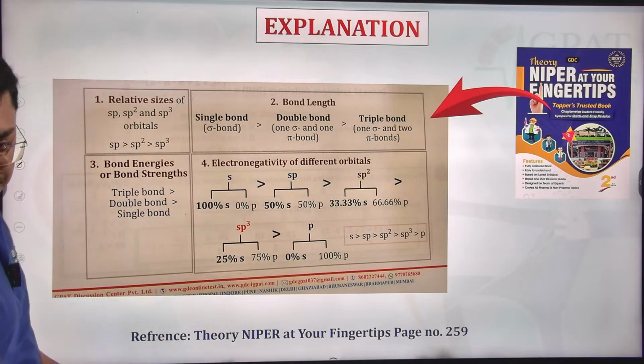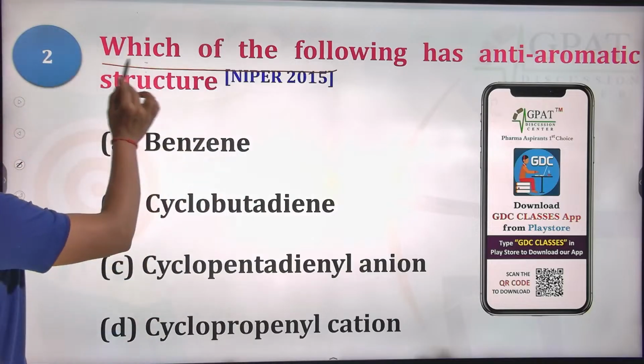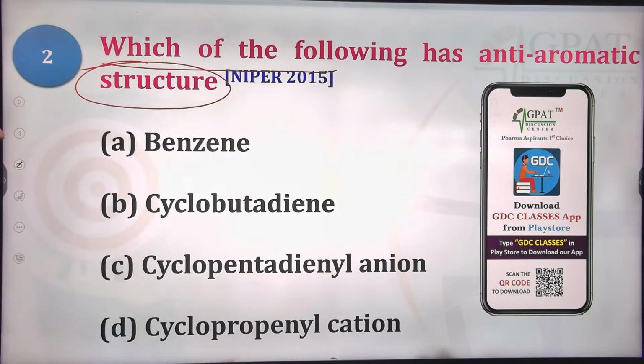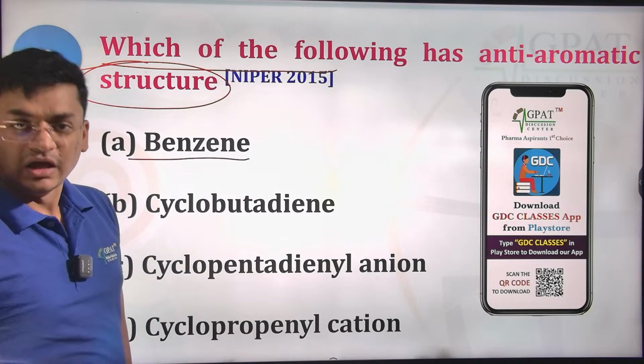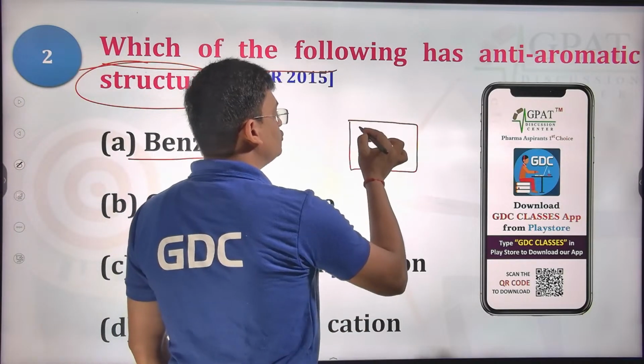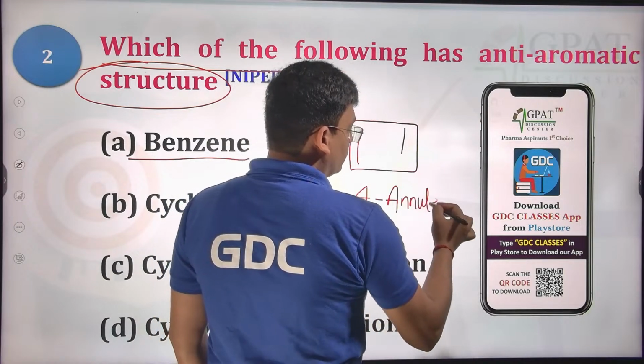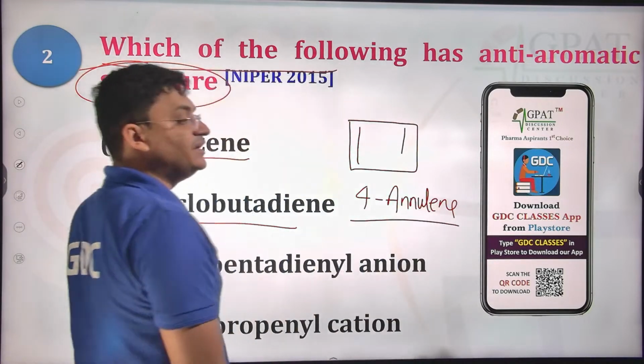All right. Next question: which of the following has an anti-aromatic structure? Benzene is an aromatic structure. Cyclobutadiene, that is also known as a 4-annulene. So yes, 4-annulene is an anti-aromatic structure.